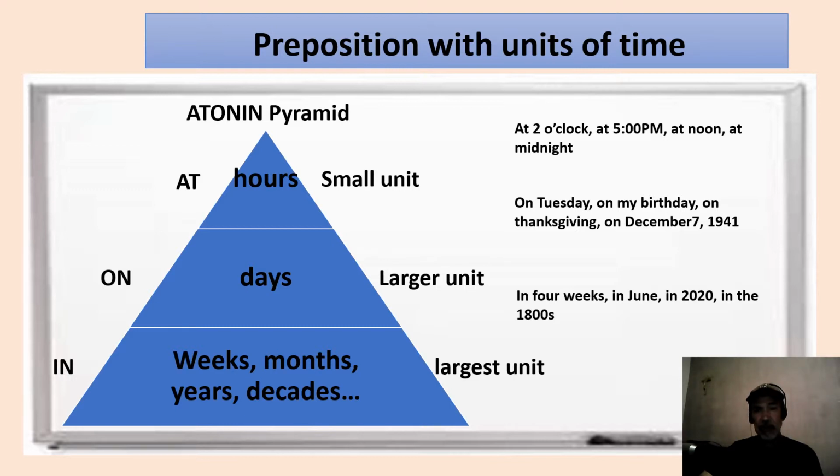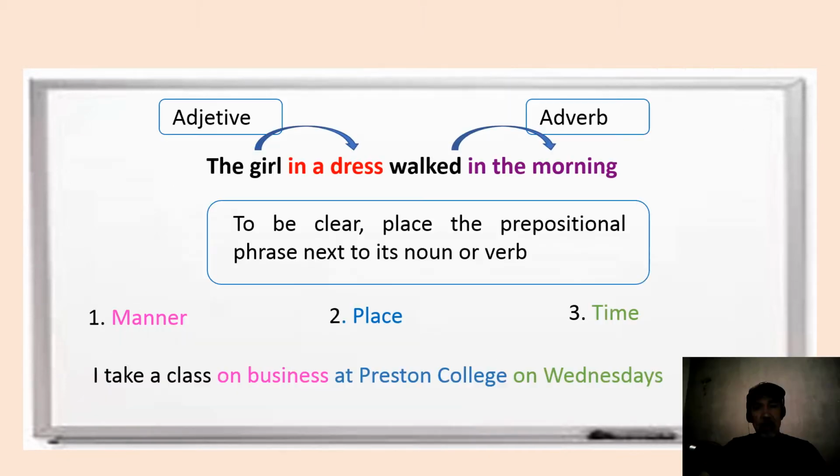We see example 1. At 2 o'clock, at 5 p.m., at noon, at midnight. We see example 2. On Tuesday, on my birthday, on Thanksgiving, on December 7, 1941. We see example 3. In 4 weeks, in June, in 2020, in the 1800s.